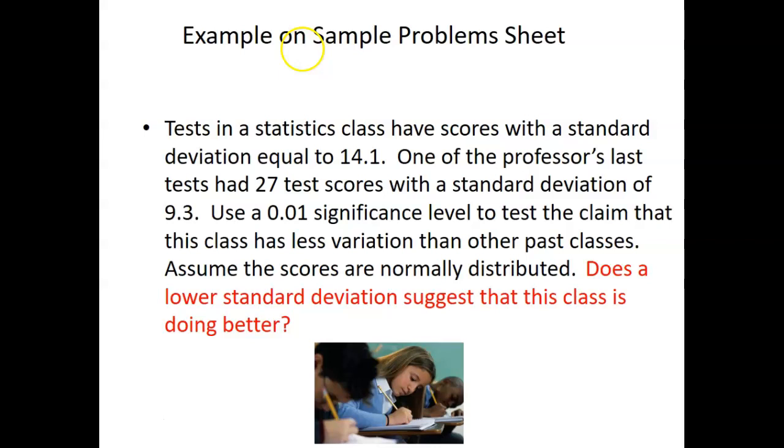Okay, so the answer to that is no. Even though we've shown that it does have a lower standard deviation, all that's saying is that there's less variation in the values, therefore the values are clustered more together. They may be all clustered in the failing category. We don't know where they're clustered. We just know that they're clustered a little tighter. Their variation is less. So it does not tell us that they're doing better. So that takes us to the end of this section.